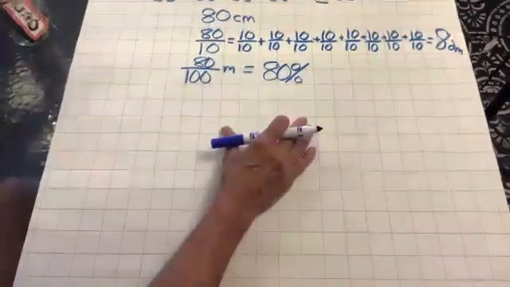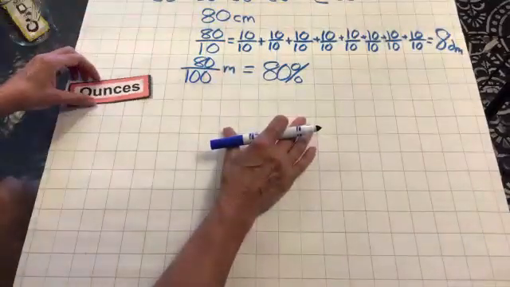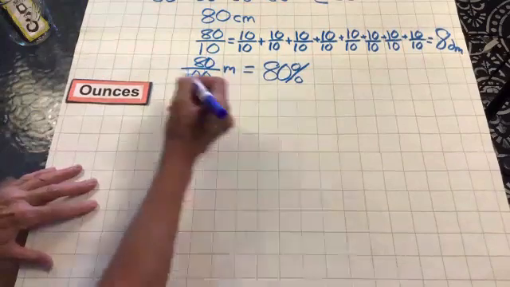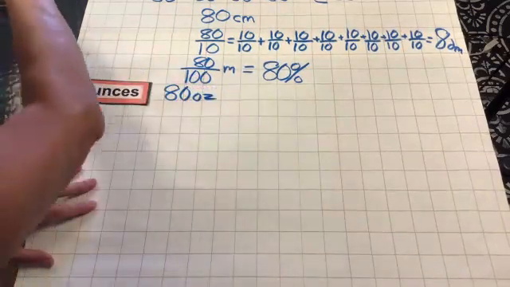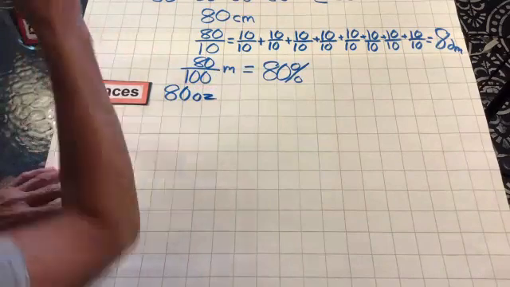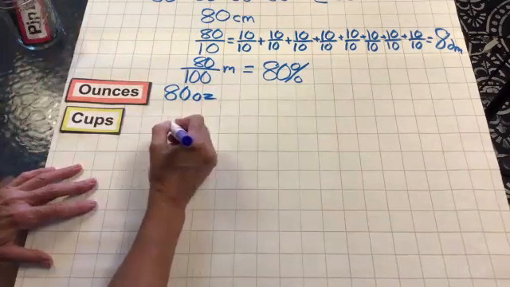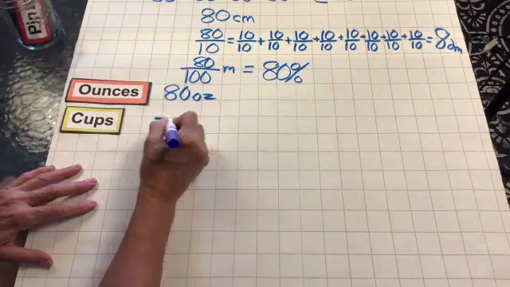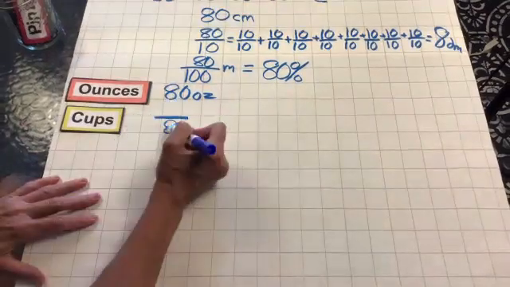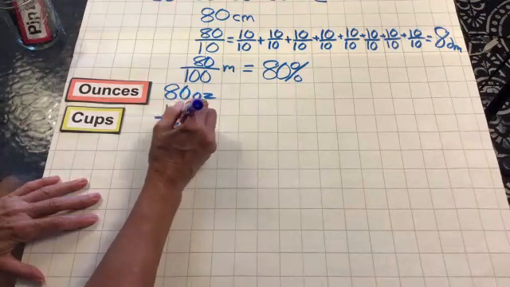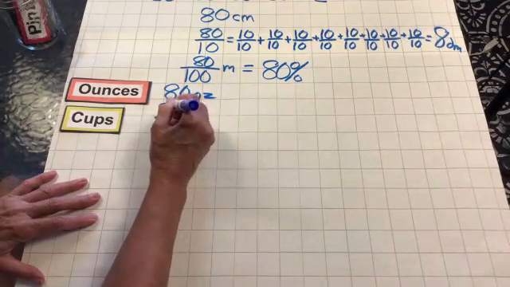I'm going to move my paper up, and here we go with ounces. Again, using our number of the day, 80 ounces. Ounces, we want to convert those into cups. And we know it takes 8 ounces to make a cup. We can get 10 cups out of this, right? 8 goes into 80 10 times. Whoops, I'm sorry. Make that 80.